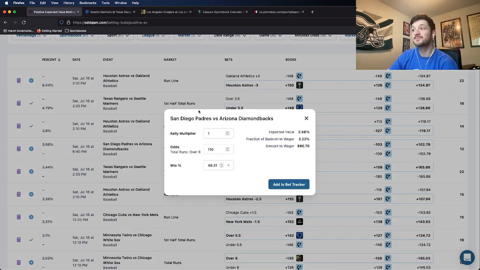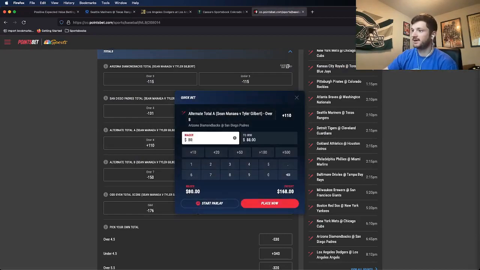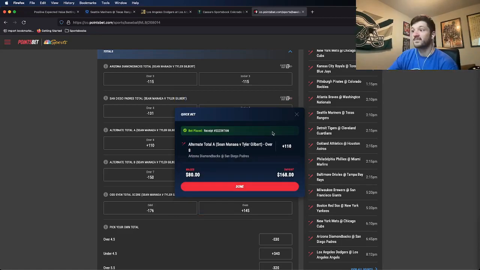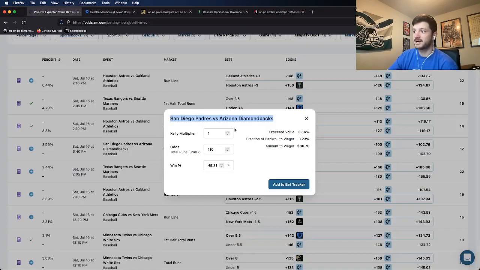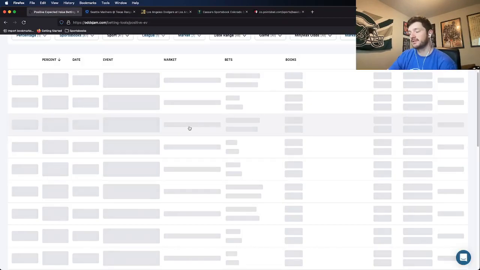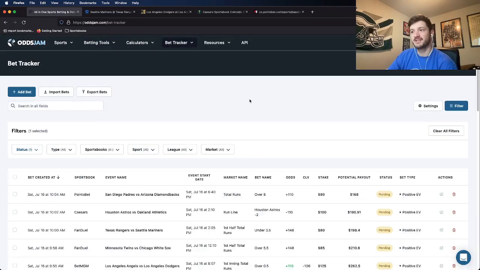5 is a lot. We're looking at the San Diego Padres versus Arizona Diamondbacks over 8 runs. $80 play. I already have this up on PointsBet, $80. Click place, and hopefully we are good to go. I am a little bit limited on PointsBet, so we'll see if they accept it. And they did. Bet has been placed, $80 on the over in the Diamondbacks versus Padres. So now let me just add this last one to my bet tracker, and we'll click save, and we'll be good to go. So these are going to be my 5 plays for today's MLB betting slate.